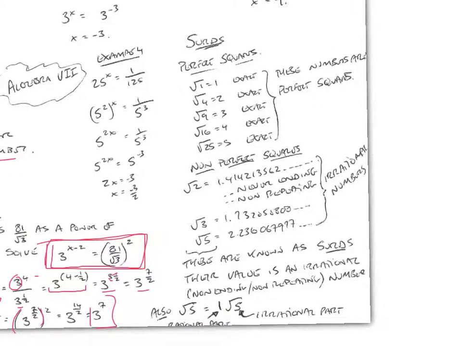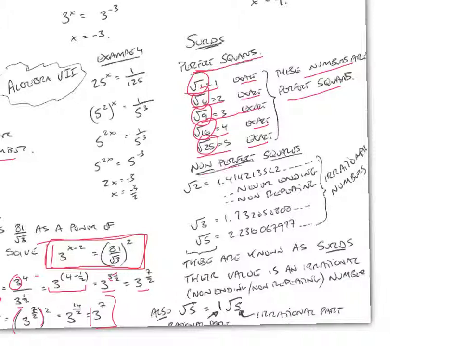Okay, let's talk about surds, but let's start by talking about perfect squares. The square root of 1 is 1, it's exact. Of 4 is 2, of 9 is 3, of 16 is 4, the square root of 25 is 5. They're exact numbers, they're perfect squares. Okay, these numbers are known as perfect squares. Root 25 is a perfect square.